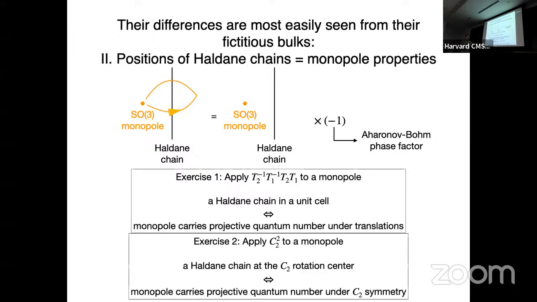As another exercise, let me apply C2 squared to the monopole. Here C2 is a 180 degree rotation in space. If I do this, I will also move the monopole around this C2 rotation center. If there's a Haldane chain at this C2 rotation center, there will be a minus one, but C2 squared is supposed to be plus one, and now it's minus one. It means the SO3 monopole carries some fractional quantum number under the C2 symmetry. So I can detect whether there's a Haldane chain at some C2 rotation center by looking at the fractional quantum number of this monopole.